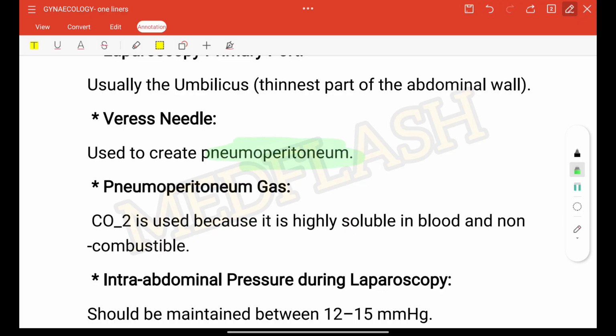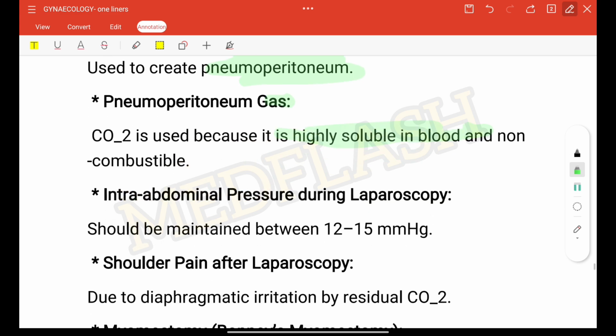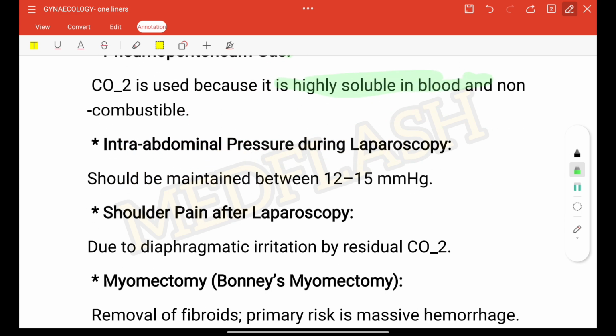Pneumoperitoneum gas: carbon dioxide is used because it is highly soluble in blood and non-combustible. Intra-abdominal pressure during laparoscopy should be maintained between 12 to 15 mm mercury. Shoulder pain after laparoscopy is due to diaphragmatic irritation by residual carbon dioxide.